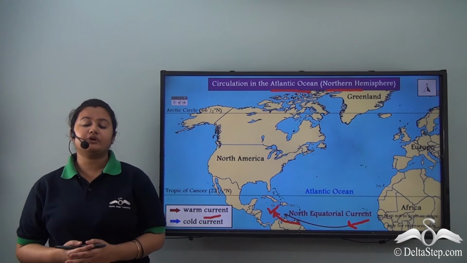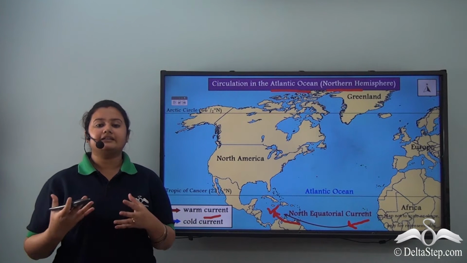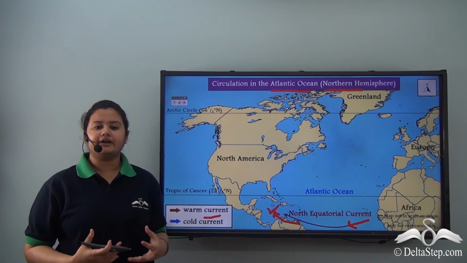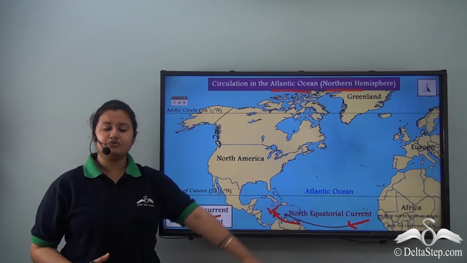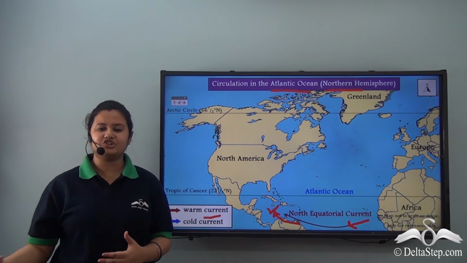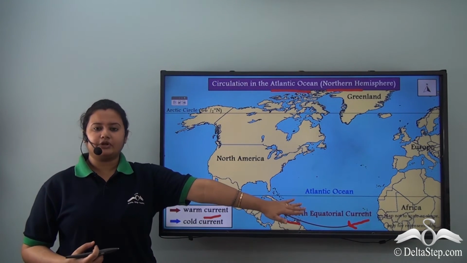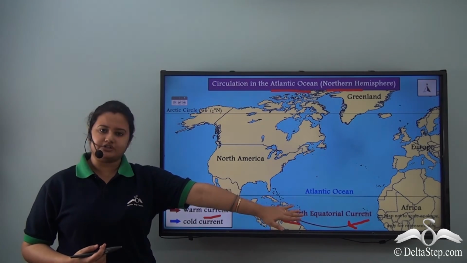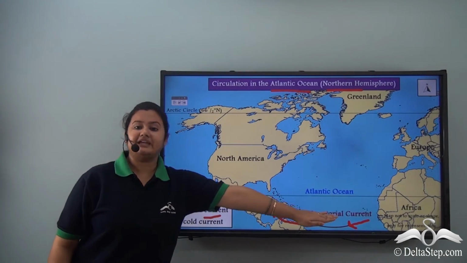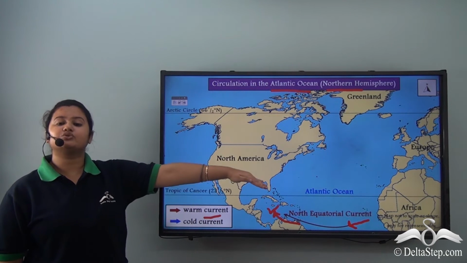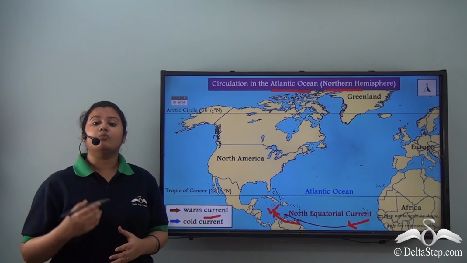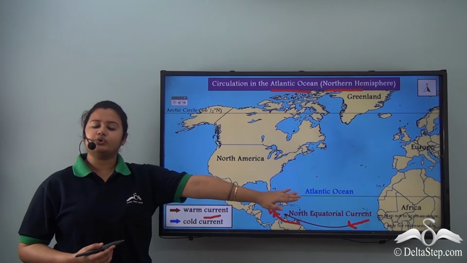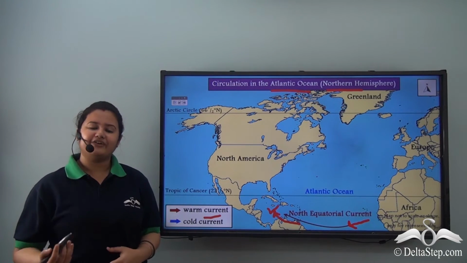Now why is the North Equatorial Current a warm current? This is because the North Equatorial Current originates in the torrid zone, which has very high temperature, and therefore the North Equatorial Current is a warm current as it originates in the torrid zone, and then it flows from east to west and then deflects to the right. Now we will see what happens when the North Equatorial Current deflects to the right.